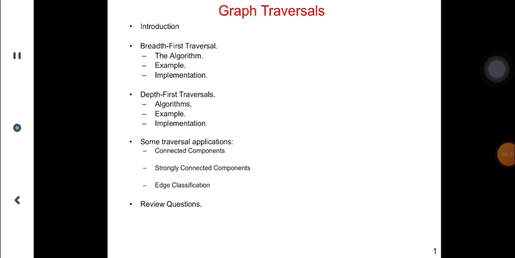Come, let us talk about graph traversal. We need to talk about the basics, why we need to traverse a graph. Then we talk about breadth first traversal. In breadth first traversal, we need to see the algorithm, example, and implementation. Depth first traversal: how do we traverse in depth? And some traversal applications, which are very important, and review questions.